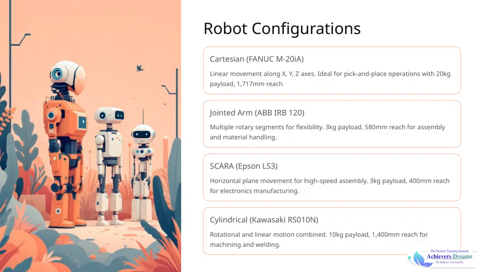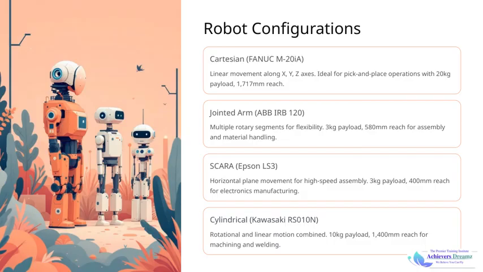Then there's the SCARA robot, like the Epson LS3. The SCARA is designed primarily for high-speed assembly on a horizontal plane. It can handle up to 3 kilograms and has a reach of 400 millimeters. Its structure allows for rapid, precise movements, making it ideal for electronics manufacturing and other high-volume, fast-paced applications.